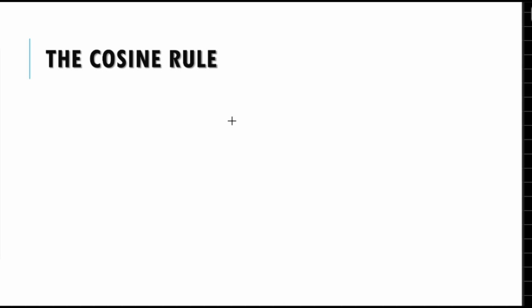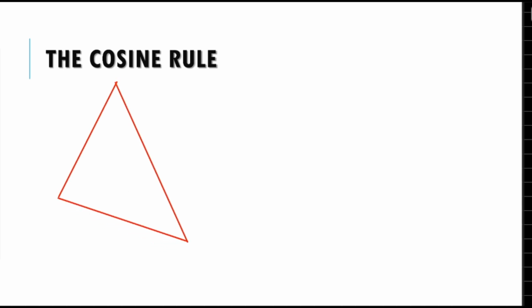So in this lesson, we want to look at the cosine rule. The cosine rule is another rule that is very, very important in mathematics, in further mathematics and even in general mathematics because of its applications. For the cosine rule, we have the same triangle we had before.